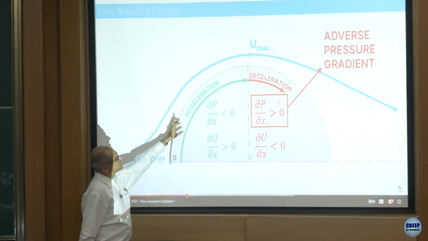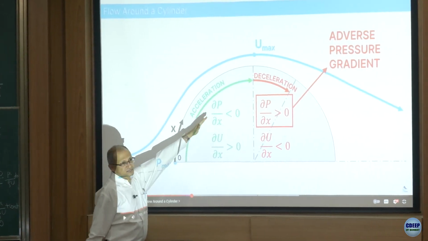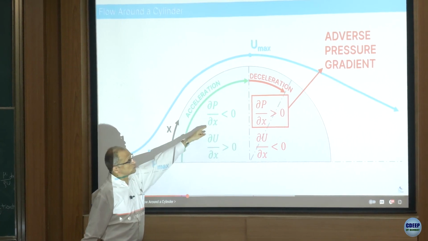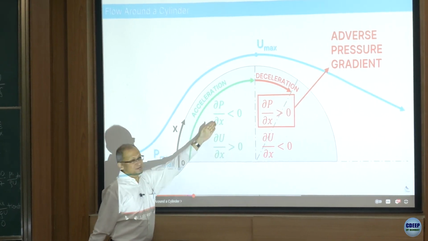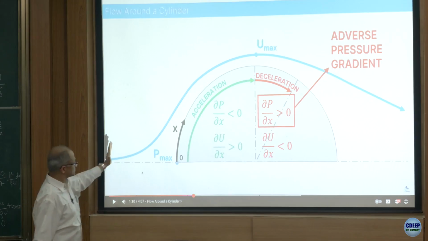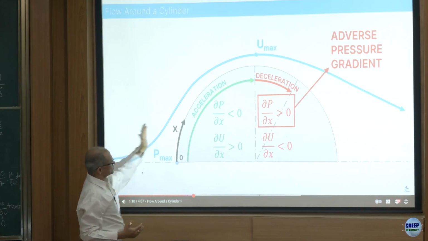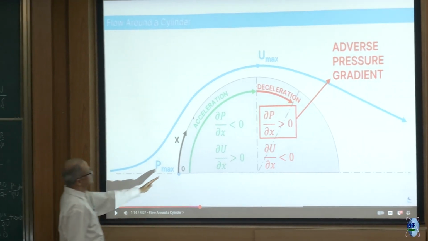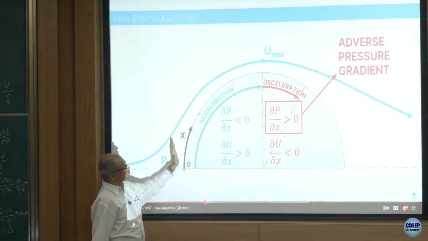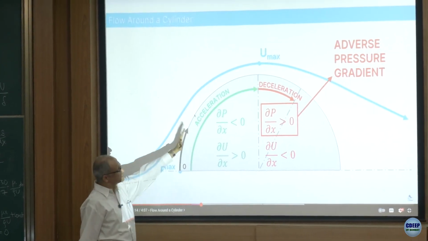So you can see that there will be an accelerating flow in this direction, and dou P dou x is negative. What does it mean? It means pressure is more here as compared to pressure here, which means that pressure is pushing the flow in the same direction in which the flow was happening. So it is aiding, and it's called a favorable pressure gradient. It's just favoring the flow, so there is nothing wrong with that. Here dou P dou x is negative, and this is what is known as a favorable pressure gradient.